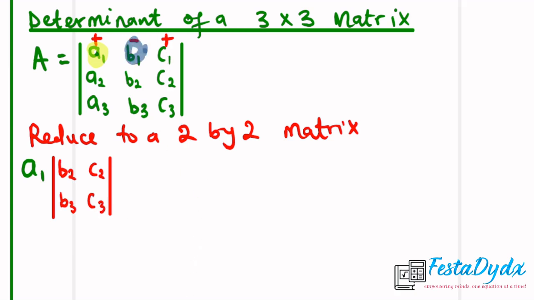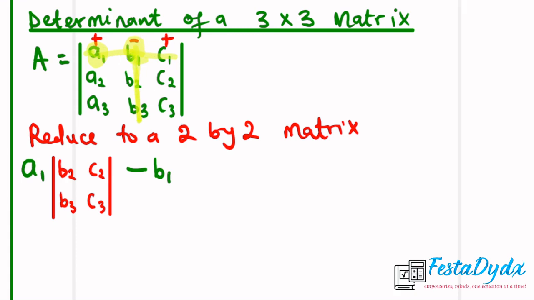Now we'll move to the next element of the first row, which is B1. Remember, the sign at the top of B1 is minus. So we're going to go with the sign, and we'll have minus B1. Now we're going to remove the row and column associated with B1. This is the row associated with B1, and this is the column associated with B1.